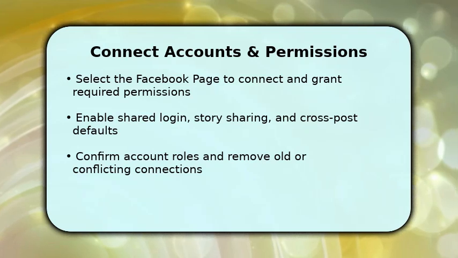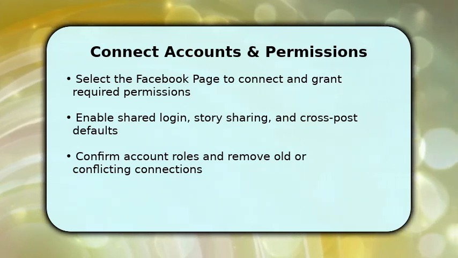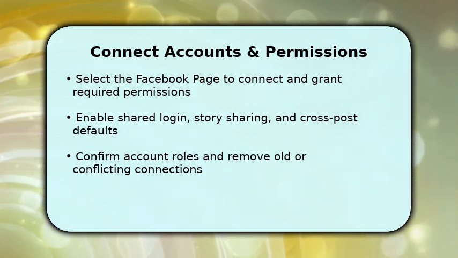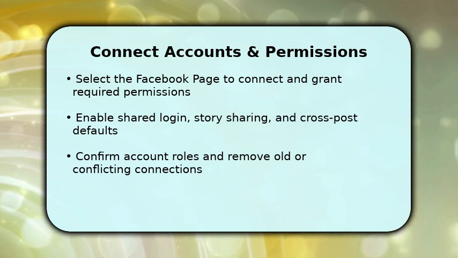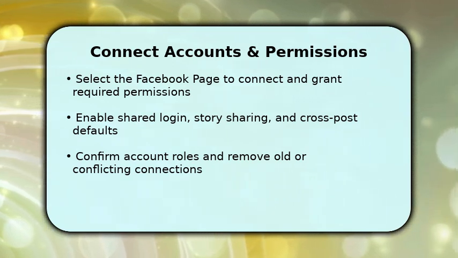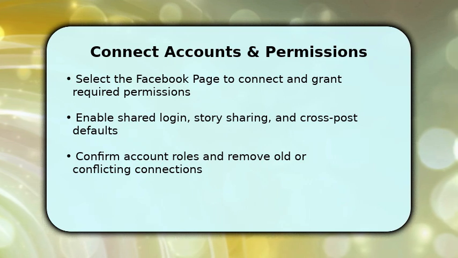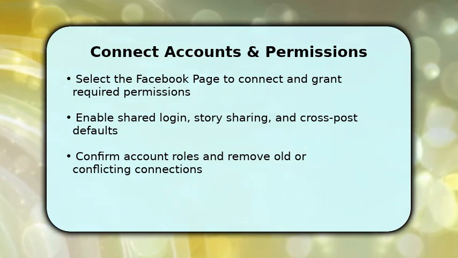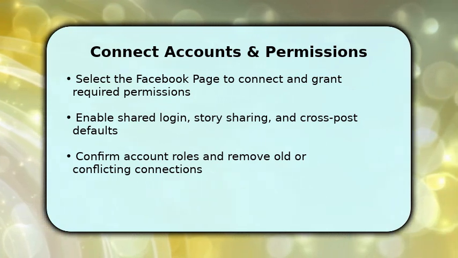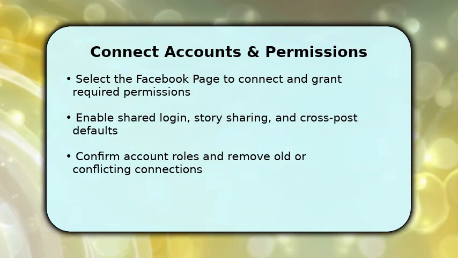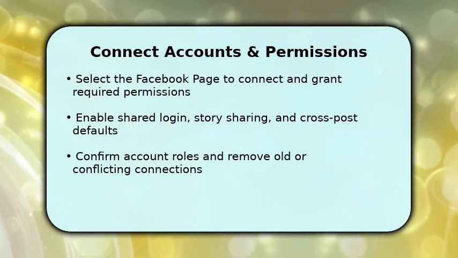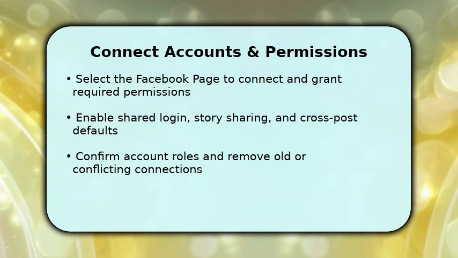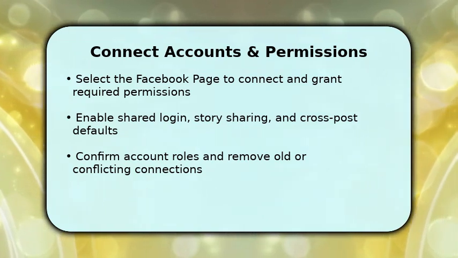Now you'll complete the middle steps that set functionality. After logging in, pick the exact Facebook page to connect. Instagram will request permissions, accept them so posts, ads, and messages sync. Once accepted, enable shared login if you want single sign-on, then toggle story sharing and cross-post defaults to your preference. Make sure to verify page roles on Facebook and remove any outdated connections that could conflict. These steps control what's shared and who can manage the linked accounts.